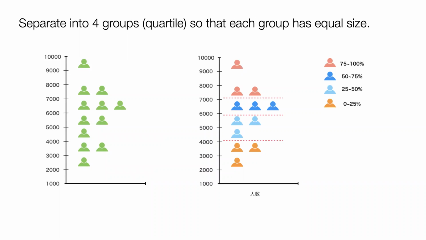And then we separate them into 4 groups to make sure that each group will have the same number of people, or we call it equal size, but it's the same number of rows, the same number of people in this case. And then when we separate into 4, that means each area should have 25% of the people.